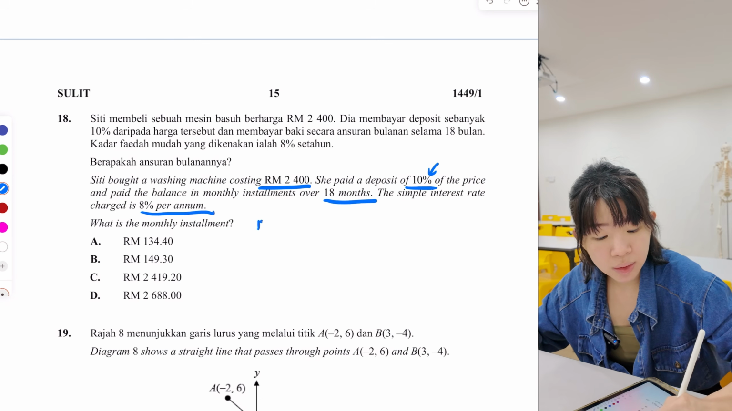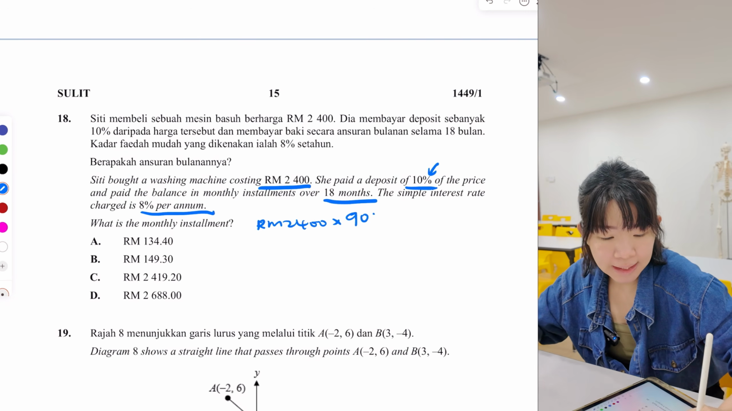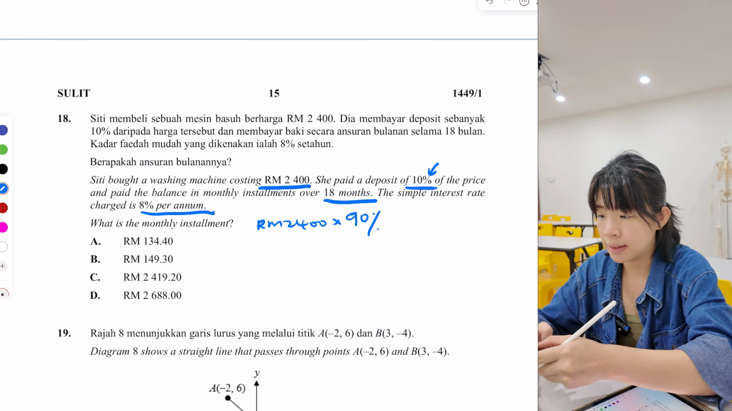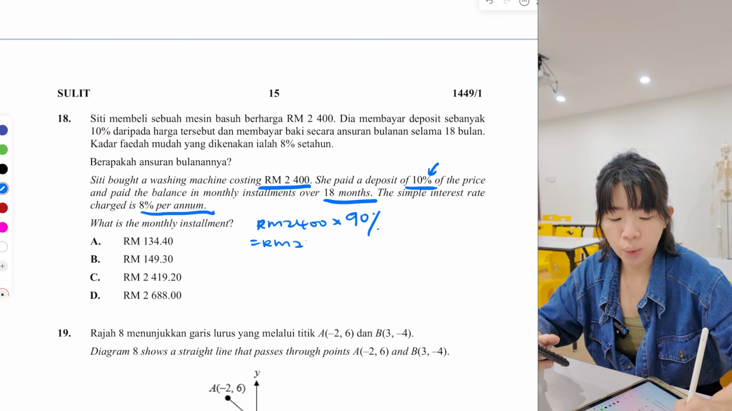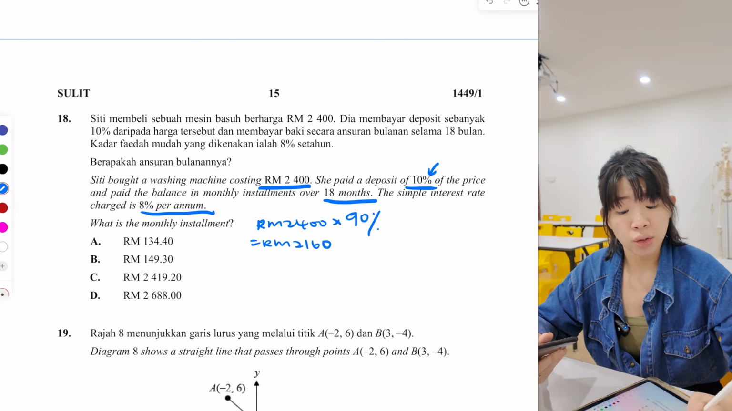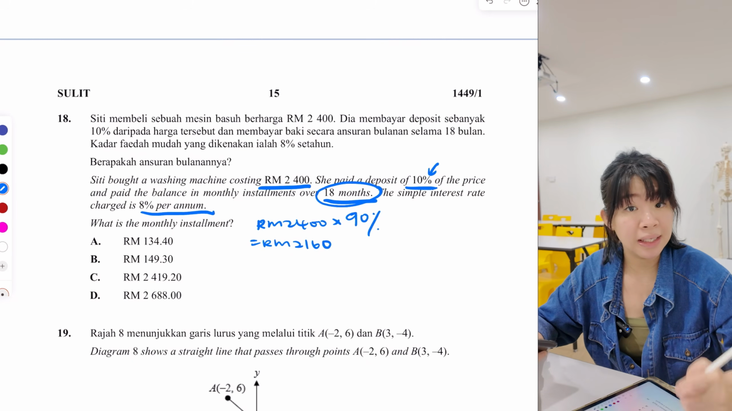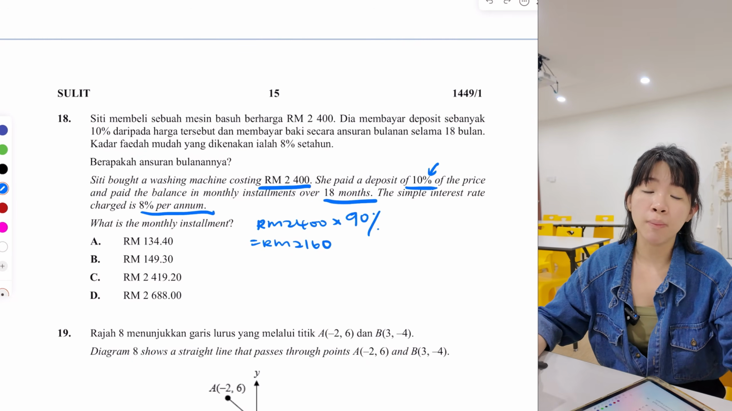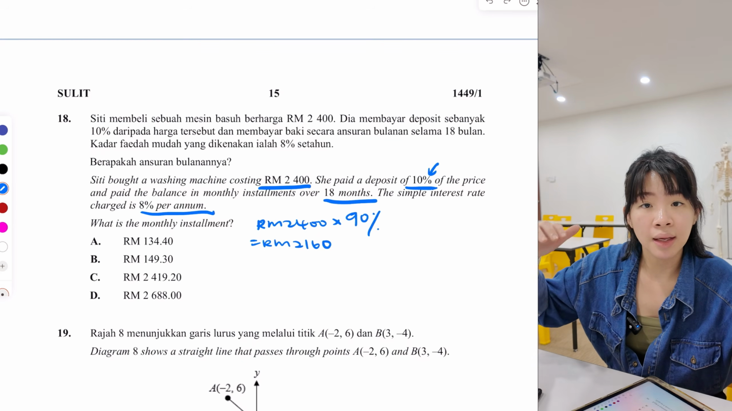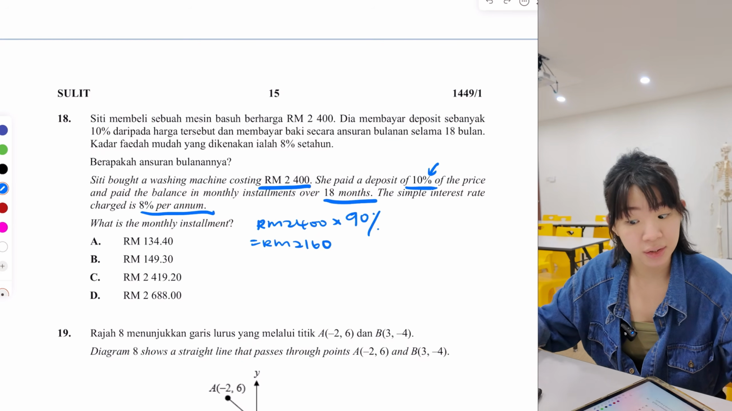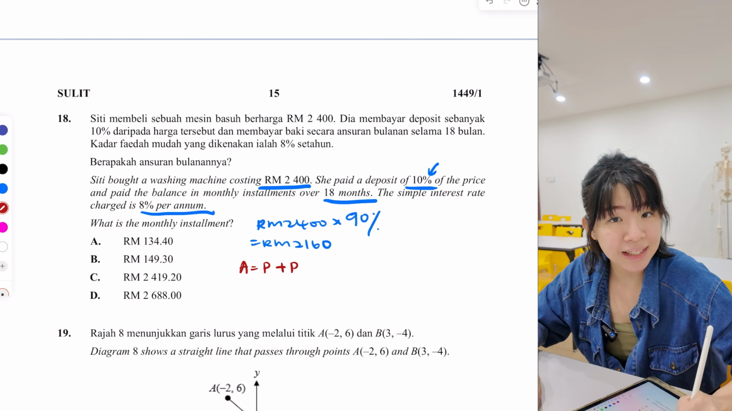So washing machine is 2,400 times 90%. Okay, we need to find 90%, which is 2,160. Okay, so Siti used 18 months to pay off this, but there is also interest. So what formula do we need to find? So we need to find the total in this 18 months. How much Siti has to pay back first? So the formula we use will be A equals P plus PRT.